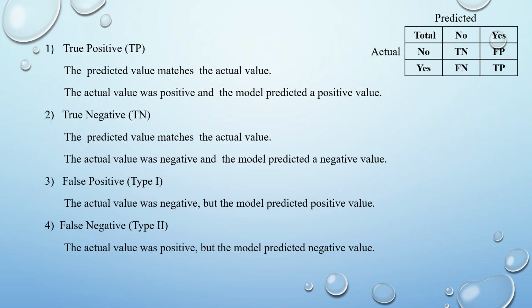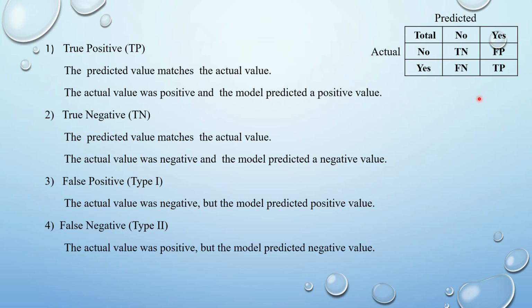First is true positive. The predicted value matches the actual value. When the actual value was positive and the model predicted a positive value. It means the predicted value is positive, and the model predicted a positive value. Predicted value is yes and actual value is also yes. So this is the true positive.